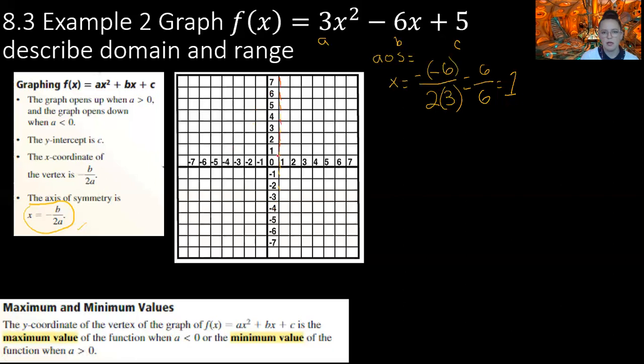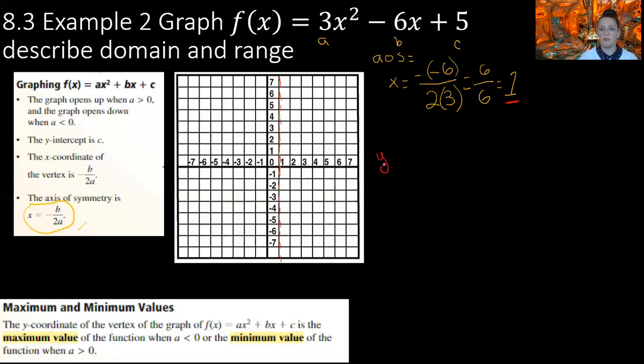So I'm going to put a dotted line on x equals 1. What that shows us is where it's symmetrical. So whatever happens on one side is going to happen to the other. Okay, so there's our axis of symmetry. Let's go ahead and find our vertex next, because with this axis of symmetry value, we just plug it in.